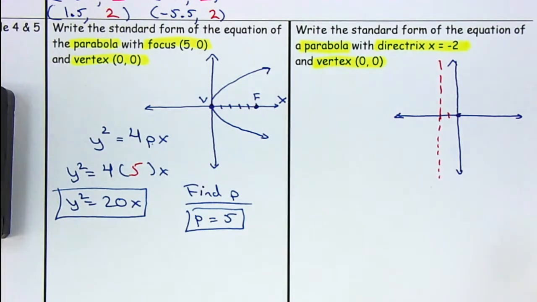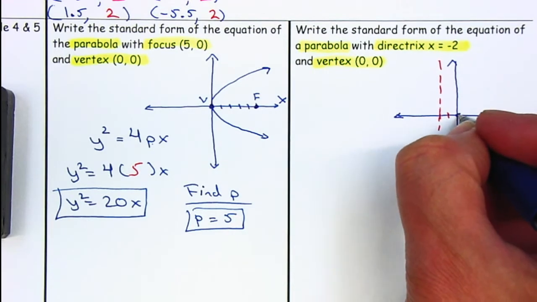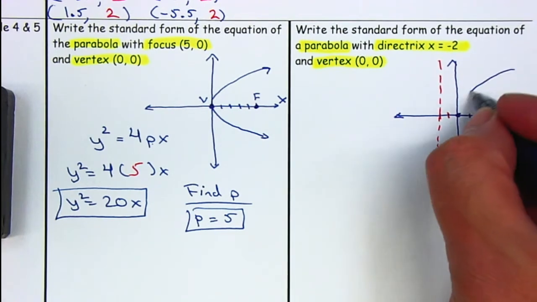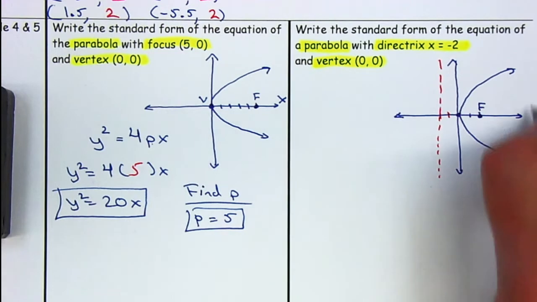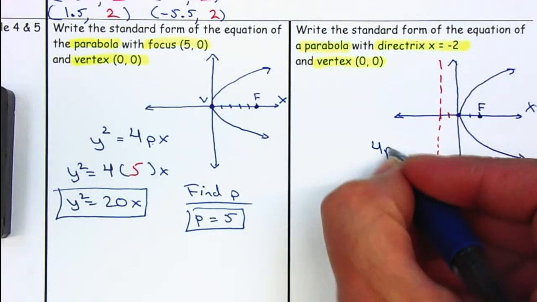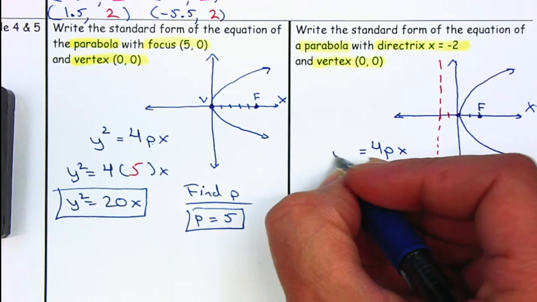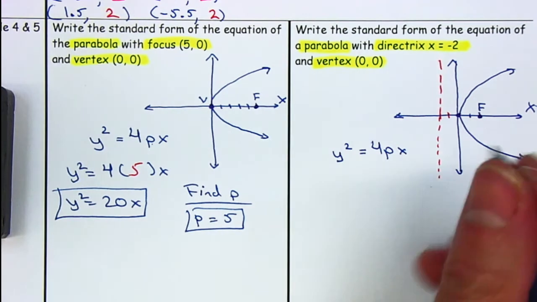Now I need to decide which way my parabola is facing, up, down, right, or left. Now my directrix is to the left 1, 2, so my focus will be on the opposite side 1, 2. So that means your parabola is facing the right once again. It's facing the x, so that'll be 4px. I don't need an h because it's 0, and I don't need a k either because it's also 0. So the only thing I need is to be able to find p.